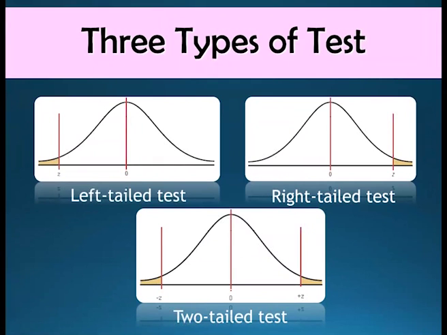There are three types of tests: left tail test, right tail test, and two tail test. A one tail test is a hypothesis test for which the rejection region lies at only one tail of the distribution. For a left tail test, the rejection region lies on the left. For a right tail test, the rejection region is on the right side. A two-tailed test is a hypothesis test for which the rejection region lies on both end tails of the distribution, one on the left and one on the right.